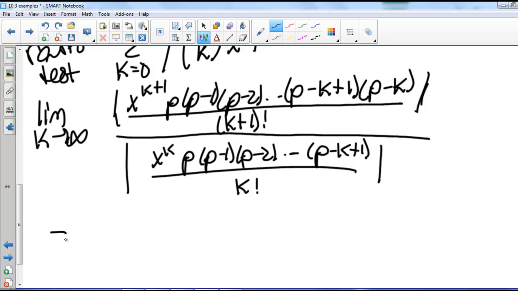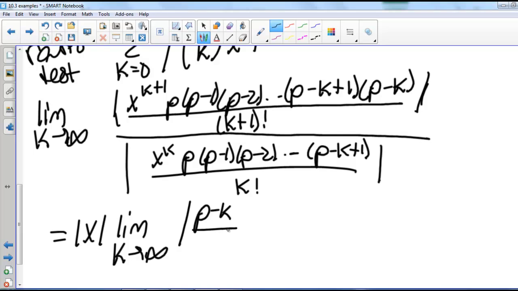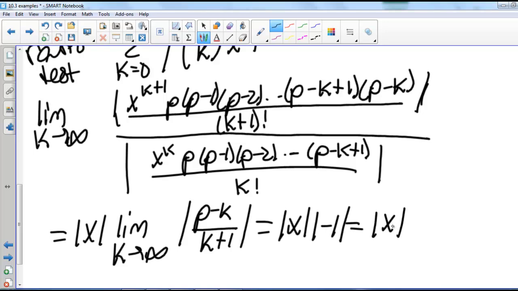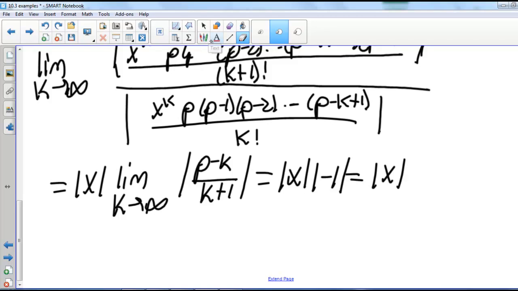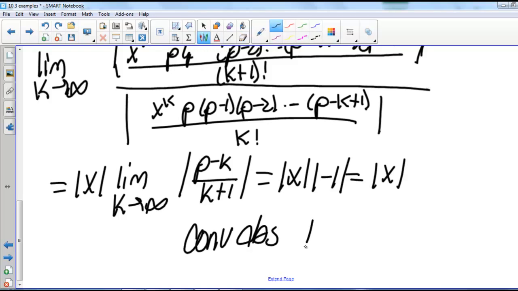So this is going to leave us with the absolute value of x times the limit as k goes to infinity of the absolute value of p minus k divided by k plus 1. And evaluating this, we get the absolute value of x times the absolute value of negative 1, which gives us the absolute value of x. So this tells us that our series converges absolutely when the absolute value of x is less than 1.